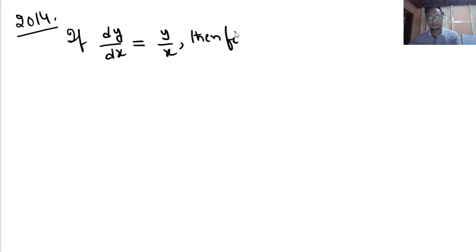See, the question given is: if dy by dx is equal to y by x, you have to find d2y by dx square. So we have to find the value of d2y by dx square, and the mark allocated, I think, will be 1 mark. Yeah, the answer is 1 mark, right? So let's find it out. So what should be the answer?